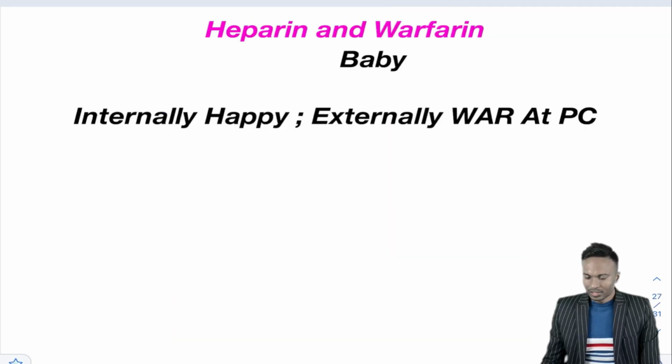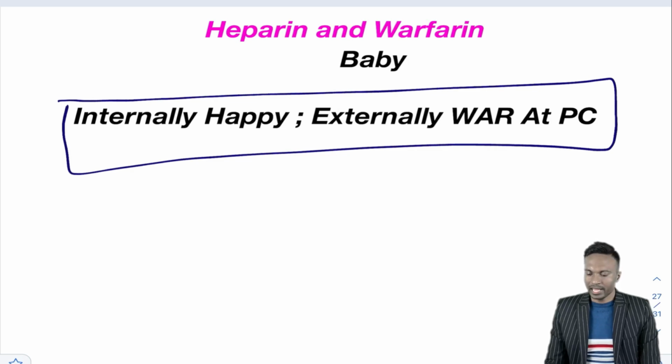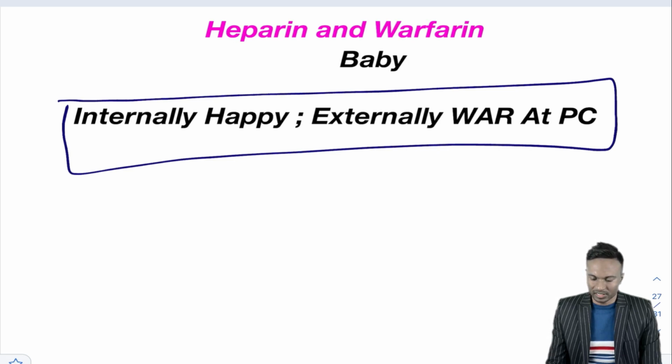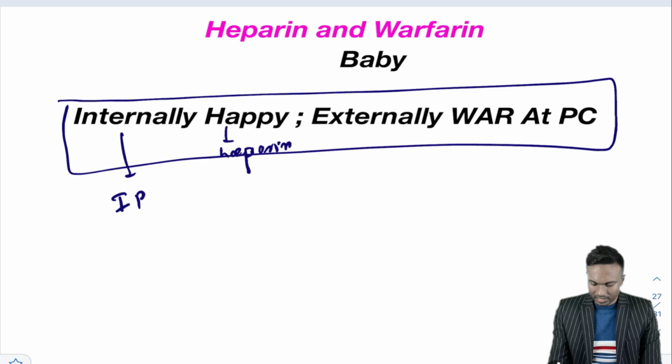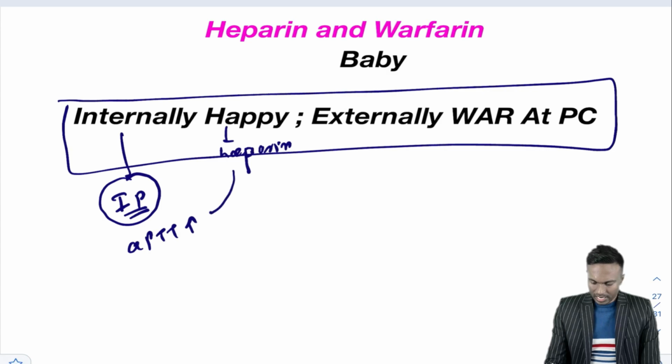Okay, now again mnemonic related to warfarin and heparin. Okay, so here you have a mnemonic related to politicians, internally happy and externally at war at press conference. PC stands for press conference. Internally happy, happy means heparin, right? Internally means it is related to intrinsic pathway. So heparin treatment is monitored by problem in intrinsic pathway, so that is related to APTT, right? Heparin monitoring requires APTT monitoring.